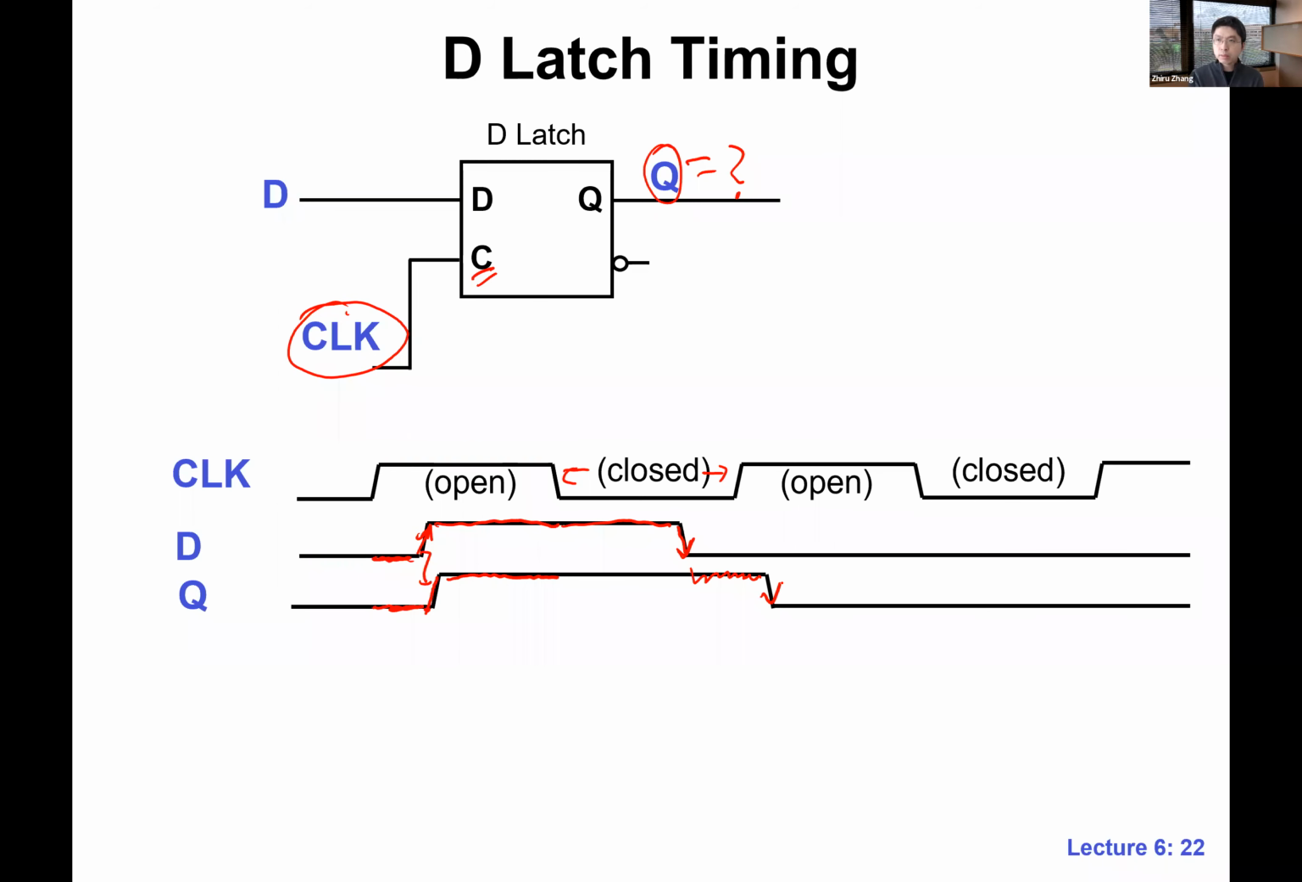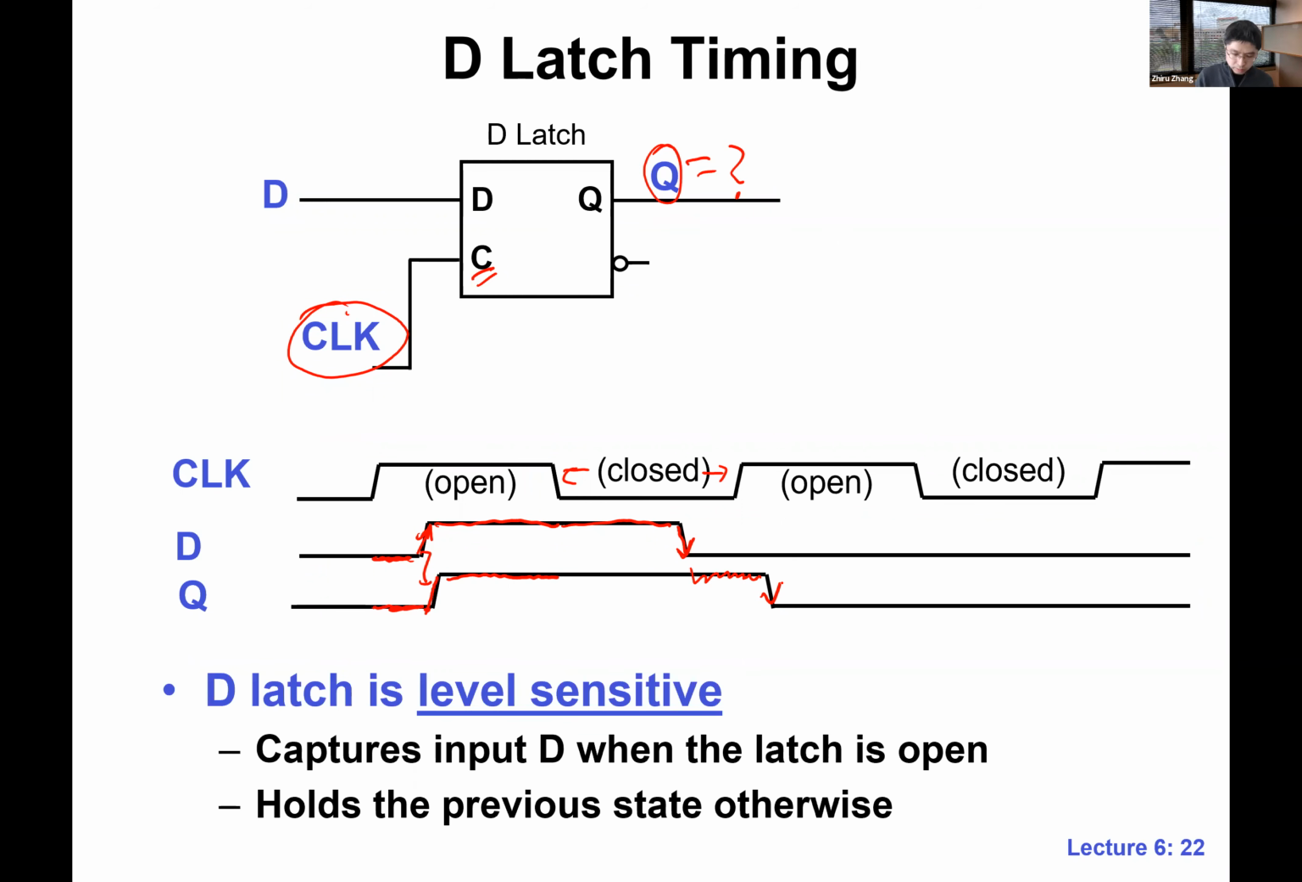All right. So this is the D latch, and this is an important term: D latch is level sensitive. We're going to be seeing this term a lot. D latch is level sensitive because it's really about the C. When C is at level 1, or level high, the D latch is open. When C is at level 0, or low level, the D latch is closed. It's really about the level of C, a 0 or 1.